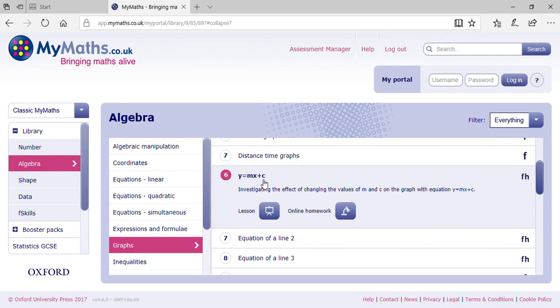Intercept means the point where the graph cuts either the x or y axis. Clear? Okay, clear. So let's see what is in this subsection. So I'm opening that.